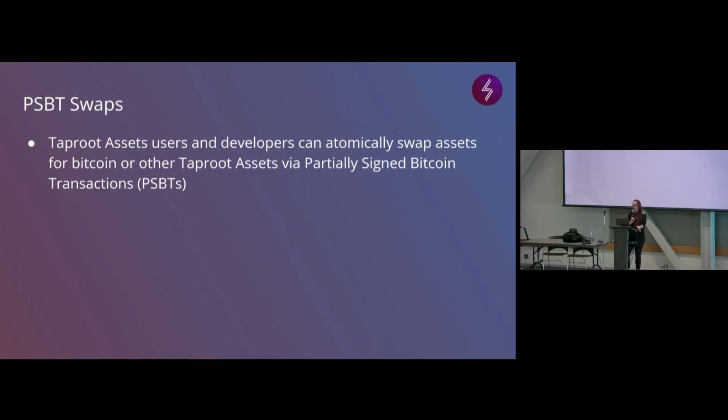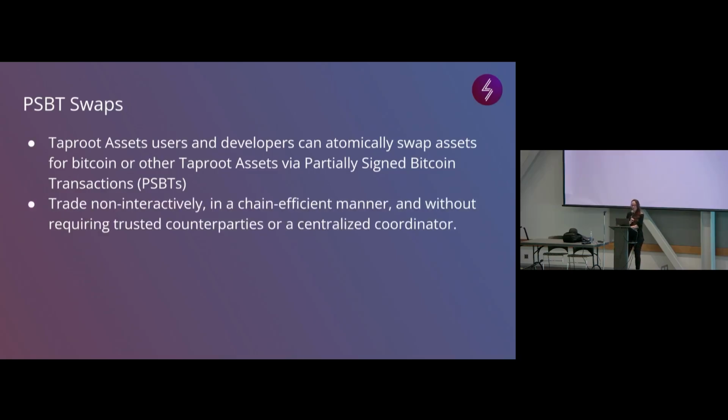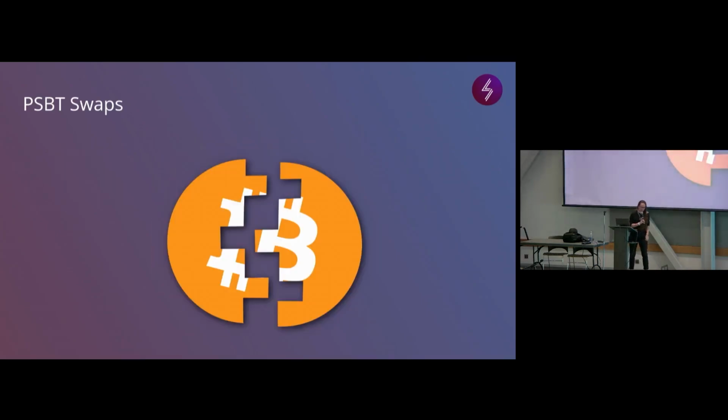All right, so Taproot Assets users and developers can automatically swap assets for Bitcoin or other Taproot assets via partially signed Bitcoin transactions. I will once again commit the presentation crime of reading directly off my slides before I show you a pretty picture. We can trade non-interactively, in a chain-efficient manner, and without requiring trusted counterparties or a centralized coordinator. Sounds awesome. Let me show you a cool picture. This is what PSBT swaps look like in my head, and I'll give you a brief example.